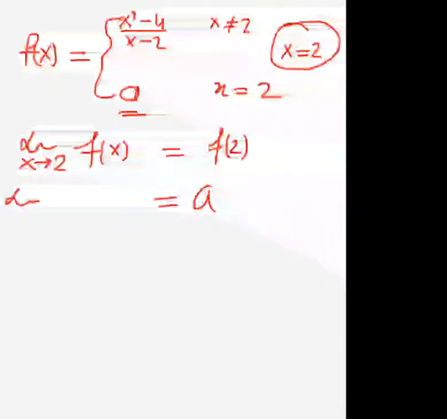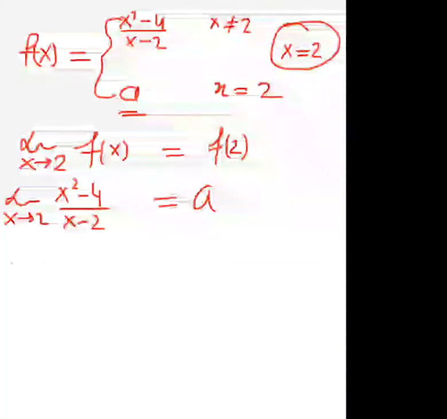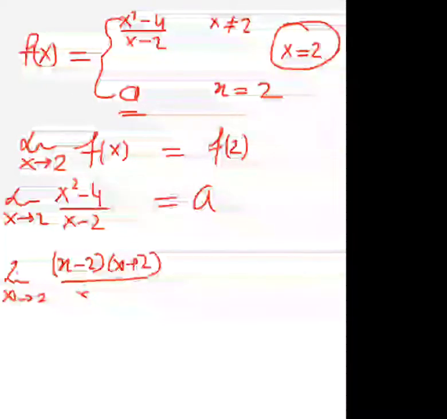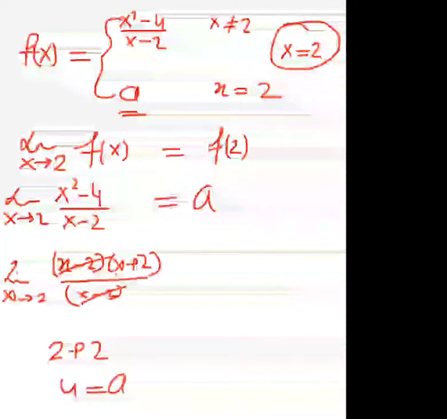Limit of x tends to 2 f(x) means (x square minus 4) upon (x minus 2). It will be limit of x tends to 2, (x minus 2)(x plus 2) upon (x minus 2). x minus 2 and x minus 2 cancel. Now we can put x as 2, so it will be 2 plus 2, that is 4, which is the value of A.